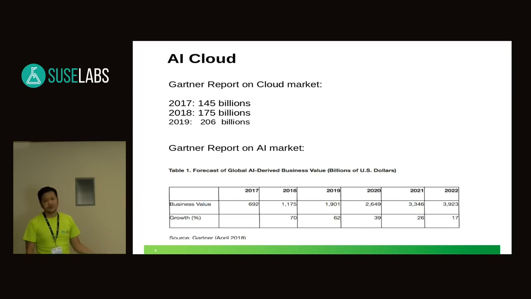Because it's needed. There's a huge market outside. This is the data from the Gartner report. The first is about the cloud market, which is at the 100 billion level. For the AI market, it's quite interesting. The data is different from our CTO's report yesterday. He mentioned it's also 100 billion, but here it's actually trillion level, kind of 1,000 billion. No matter which is right, it's still a big number. 2% is good enough for SUSE.